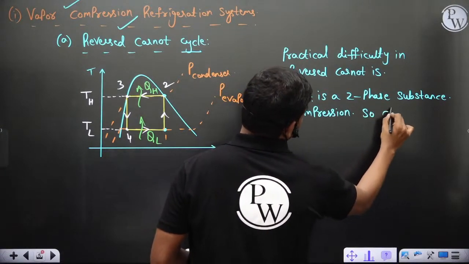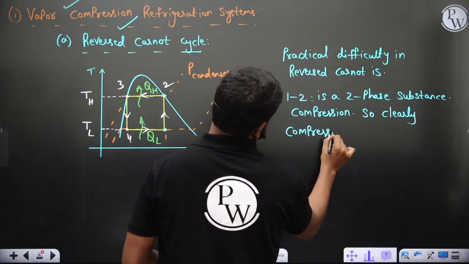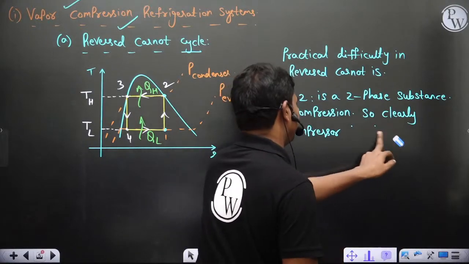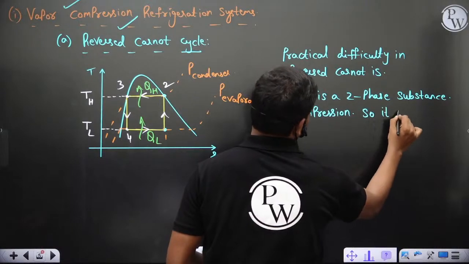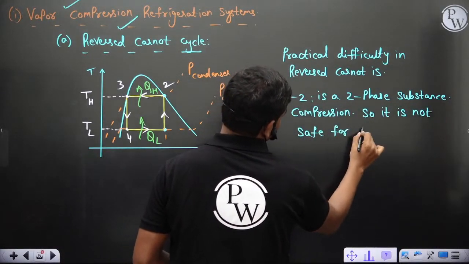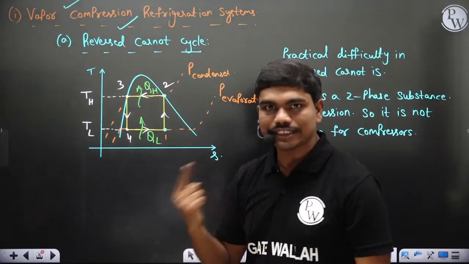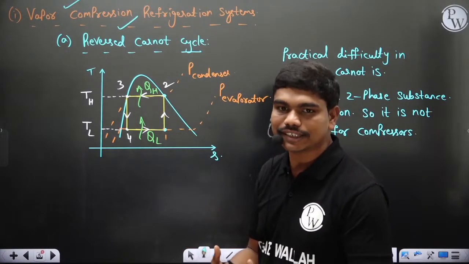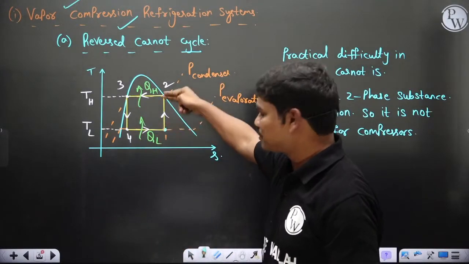So clearly it is not safe for compressors. Whenever there is a rotating set of blades, having a high amount of water vapor in the substance is not very good for the devices, like we have seen in the case of a Rankine cycle, and the same logic applies here. So basically this process cannot be done easily.